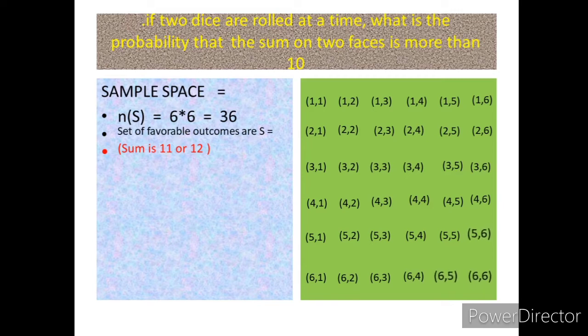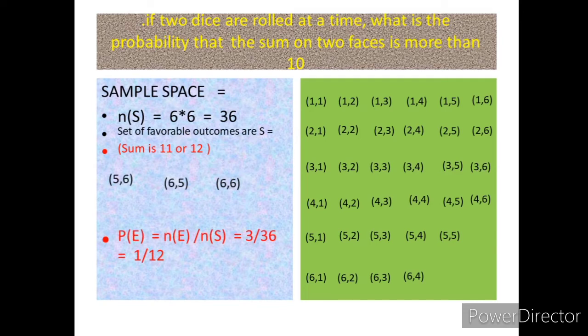Other than these three, can you identify any favorable outcomes? No, you cannot find any. You see, all these glowing outcomes are favorable outcomes. Other than these three, can you find any favorable outcome among these? No, not at all. Therefore, you write down the formula and substitute the relevant values. Here n of E is 3, that is 3 by 36. By cancellation, 3 ones are 3 and 3 twelves are 36. Answer is 1 by 12. Okay, shall we move to another problem?